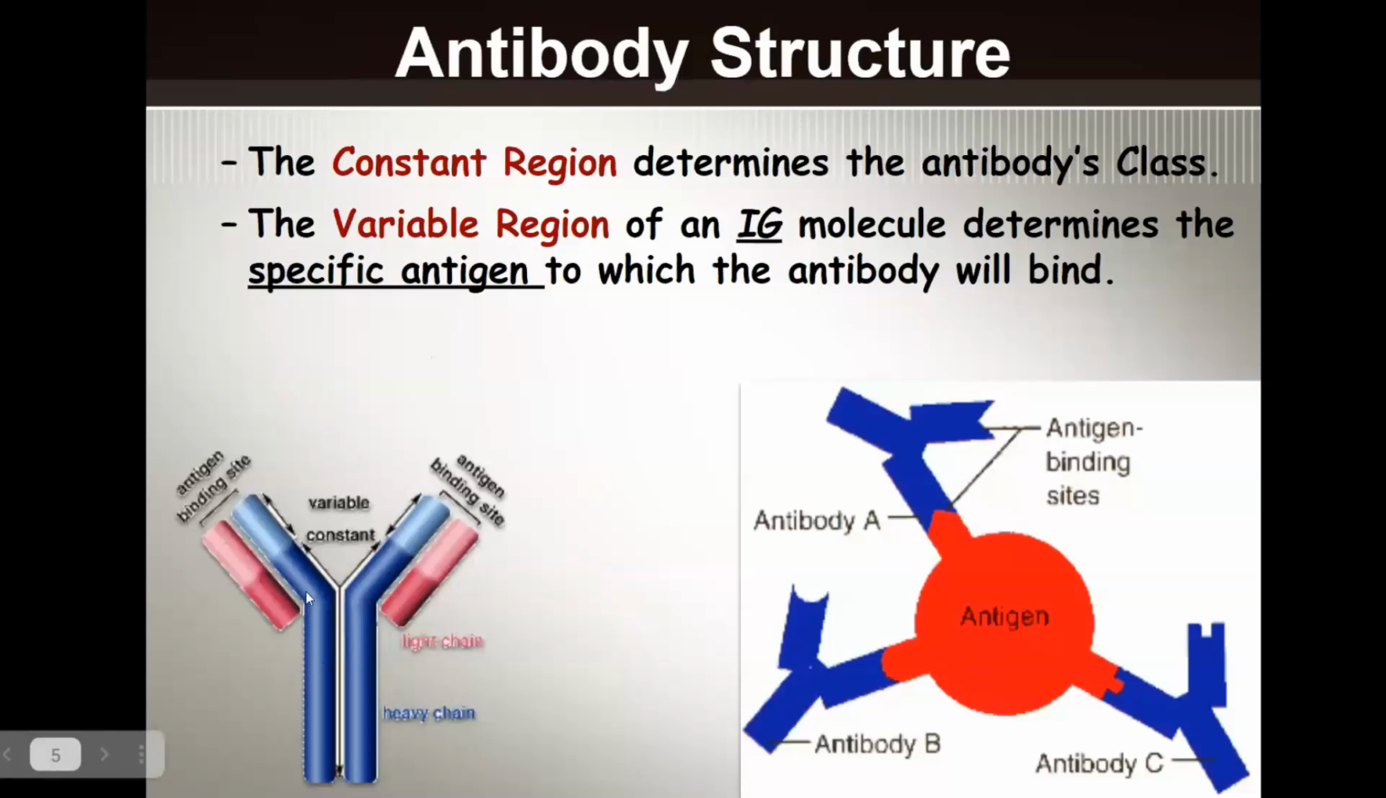So here's the constant region in the darker color. See how it's darker down below and lighter up top. So the lighter portion is the variable and the darker portion is the constant. So the constant determines the class.